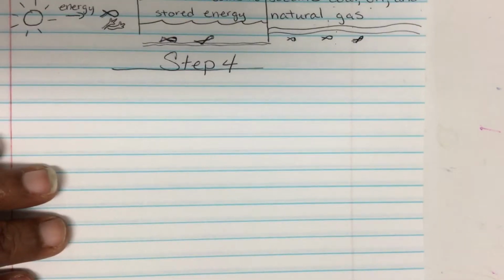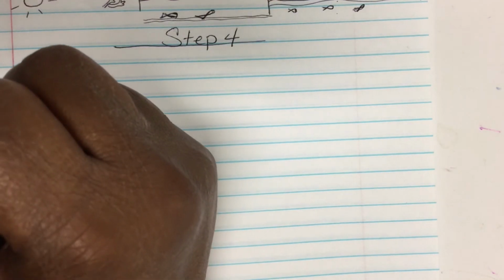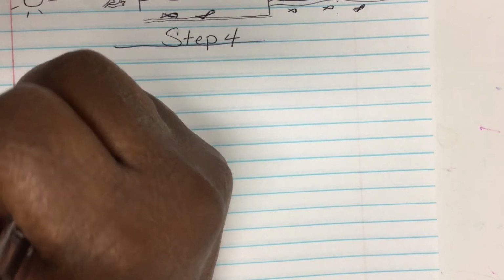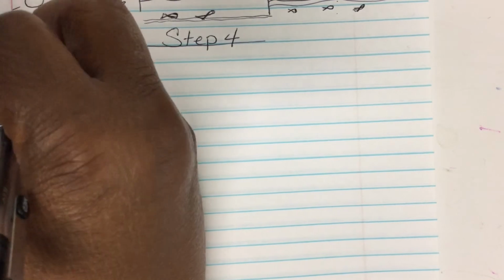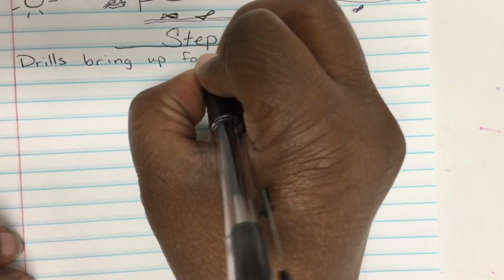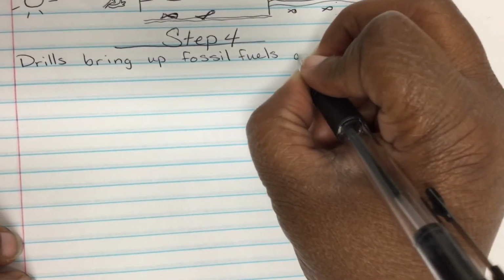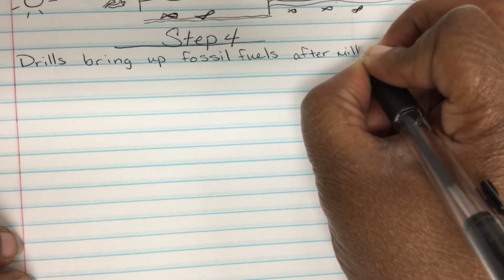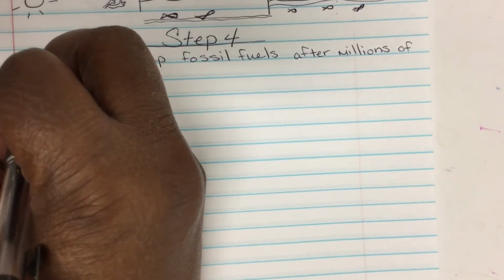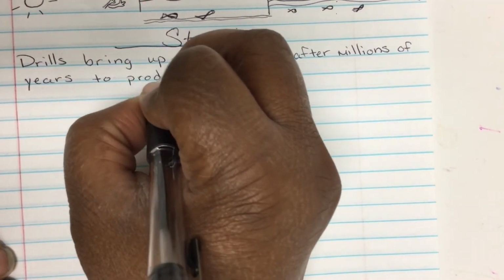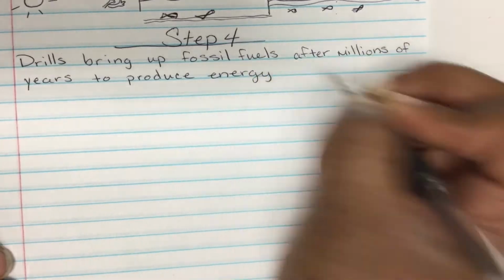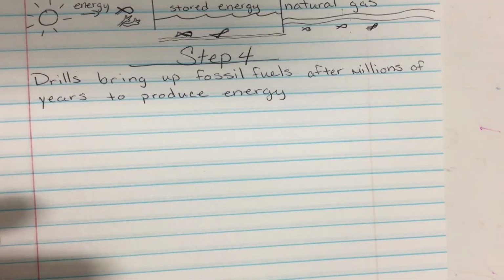Once we have created coal, oil, or natural gas, we use drills to bring up the fossil fuels millions of years later, and then we use them to produce energy. So the types of fossil fuels that we use, I've already told you, are oil, coal, and natural gas. And we're going to look at some of the things that we use those for.